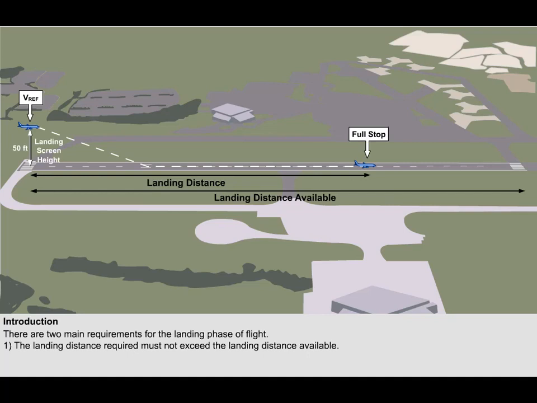Remember that the landing starts at the 50 feet landing screen and ends once the aeroplane has reached a full stop. Don't forget that the target speed to be attained at the screen height is called VREF, which you may recall for a Class A aeroplane must be no less than 1.23 VSRO and no less than VMCL.